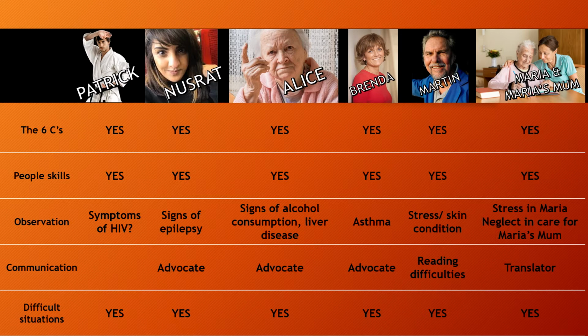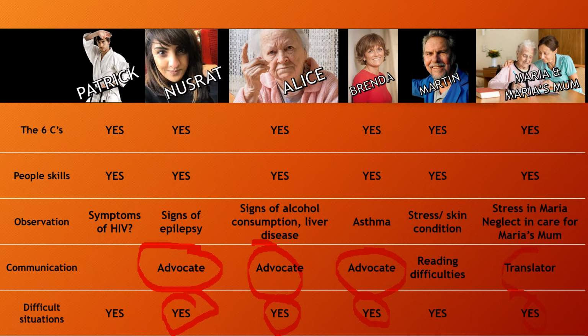So I know, say with Nusrat, with Alice, I think with Brenda, potentially with Maria, there are other individuals involved. So breaking bad news to them has to be done through an interpreter or an advocate. That's the same as you see above with communication. When you're communicating with them, there are extra people involved in all those discussions, advocates and translators. That can make some of these difficult situations slightly challenging to break. In terms of communication with Martin, you can see he has reading difficulties, so written communication is difficult for Martin.